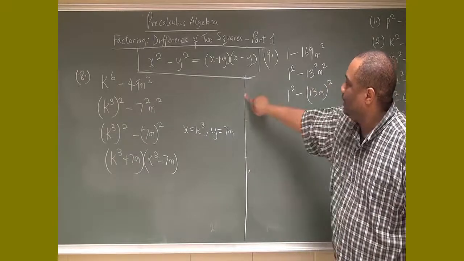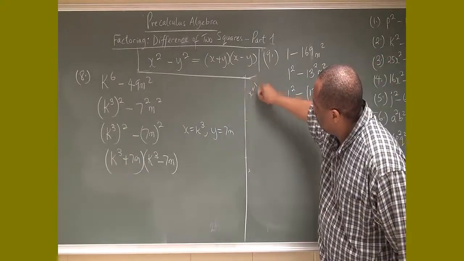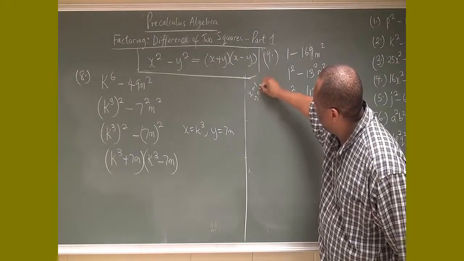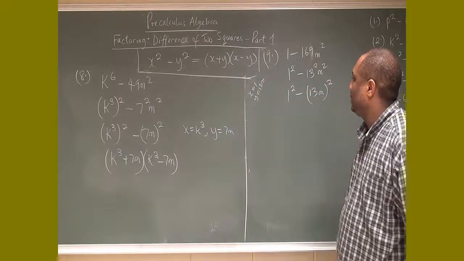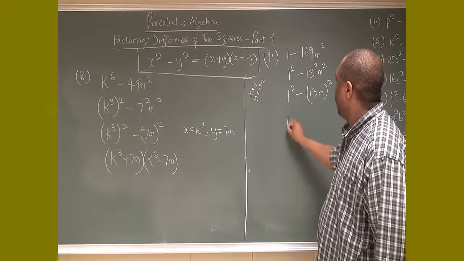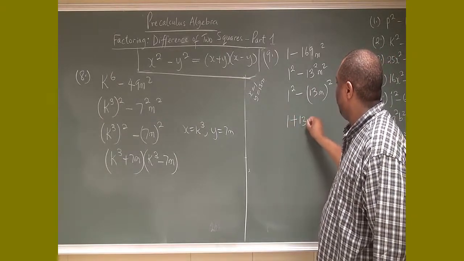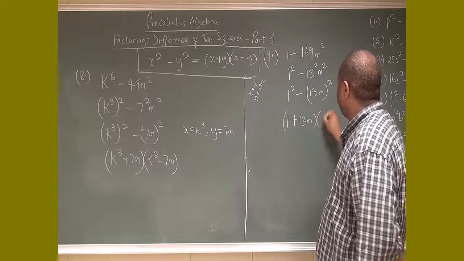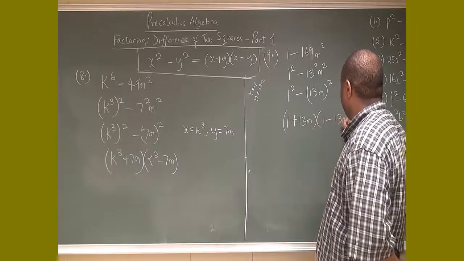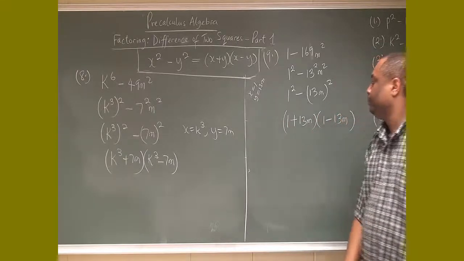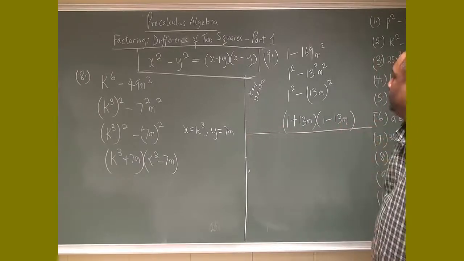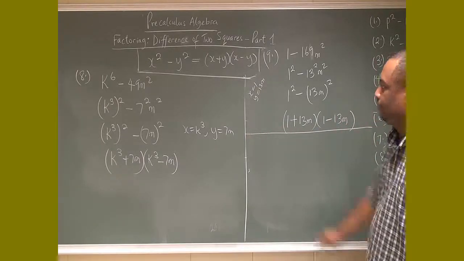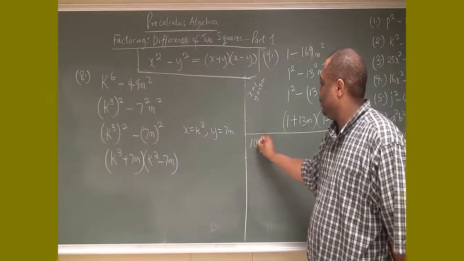In this case, your x is 1, and then your y is 13m. So this will be 1 plus 13m times 1 minus 13m. Question 10.